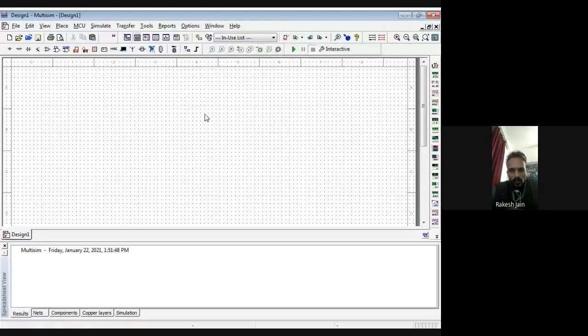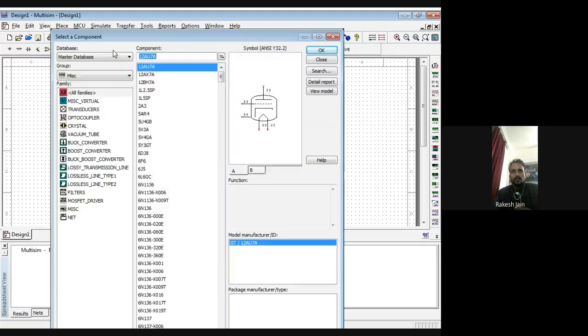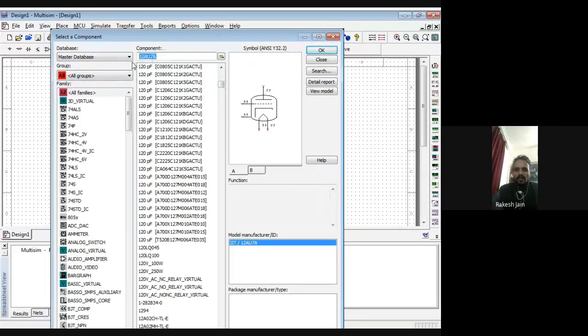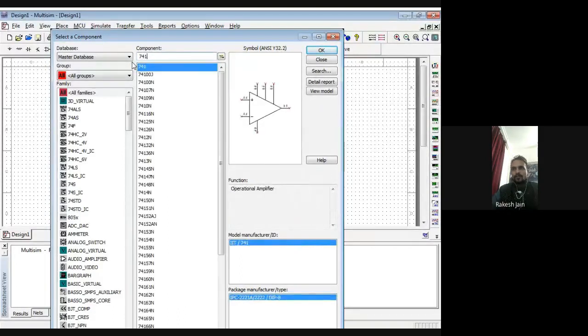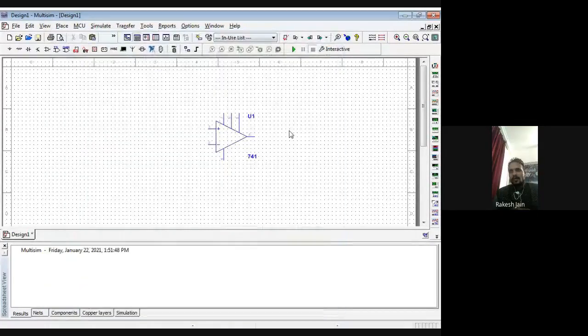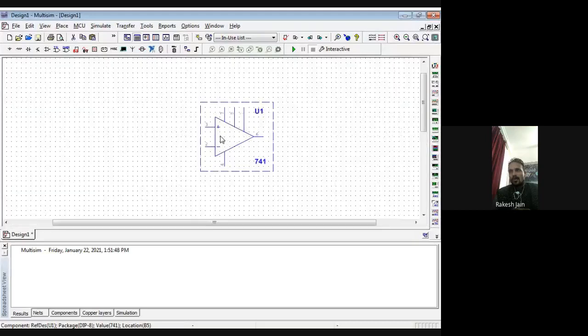Dear students, are you able to see the Multisim software? Yes. So Multisim software is in front of you. First of all, we should click on MISC and then find your operational amplifier, that is 741. So just type in MISC or in all group and then type 741, so that the 741 IC will be there, that is your operational amplifier. So click OK.